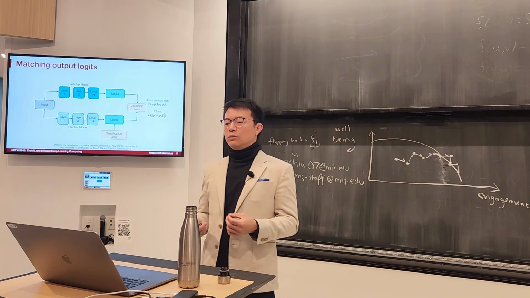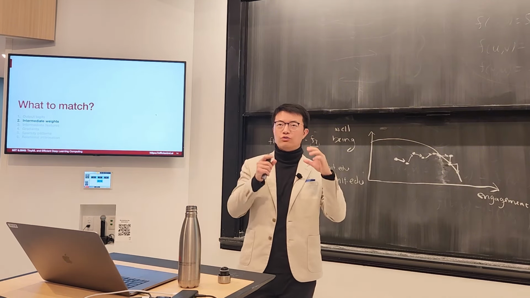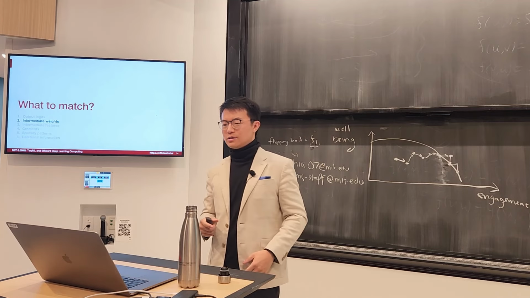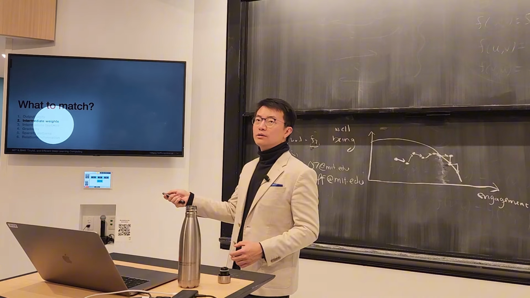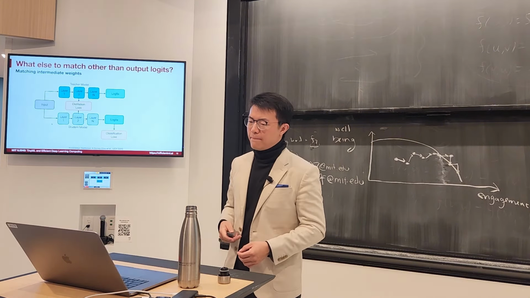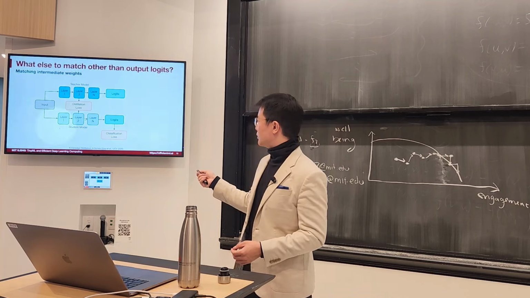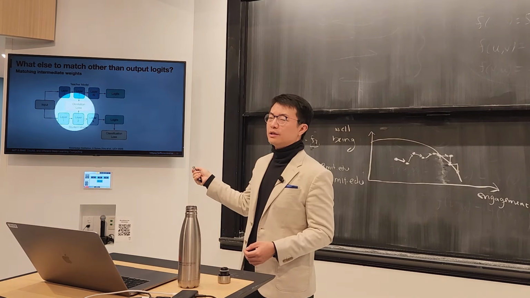So that's very simple, just to match the output logits. What else can we match? Not only the output, we can also try to match the intermediate tensors, including the intermediate weights and also the intermediate features. So let's look at them one by one. Here we are no longer matching the output. Now we are matching the intermediate tensors.